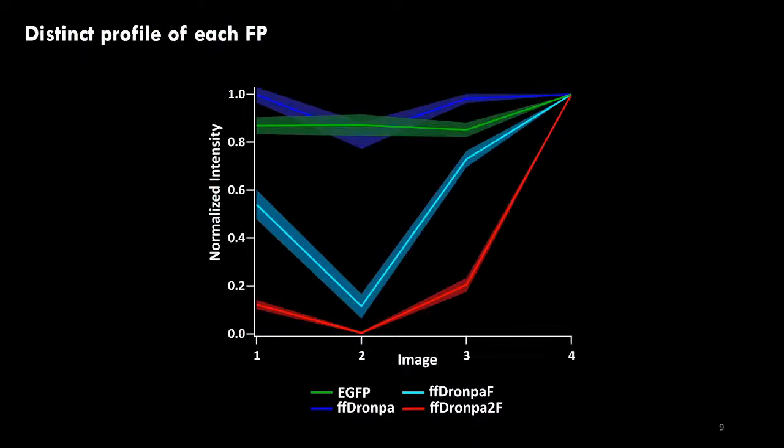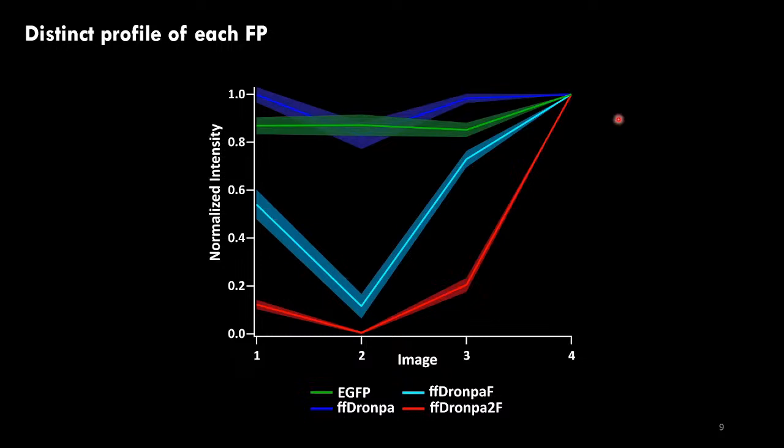When we plot these values, we can get a distinct profile of each fluorescent protein. And this is beautiful because using only four images, we can obtain a specific pattern for each fluorescent protein, and then they're quite easy to separate and unmix.